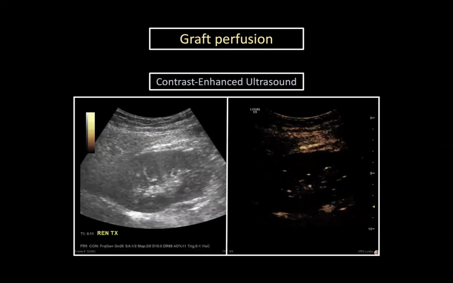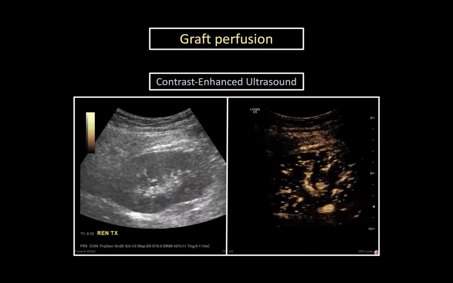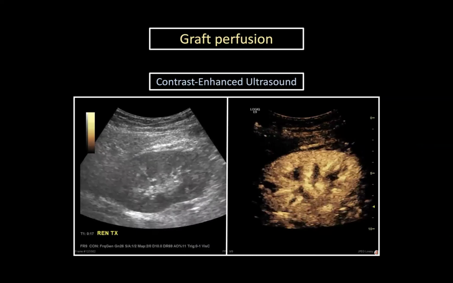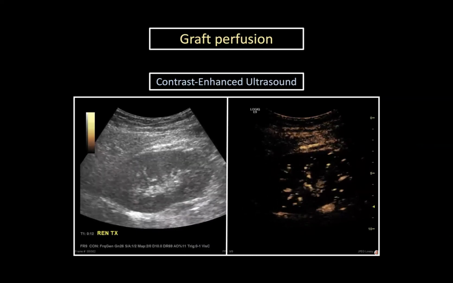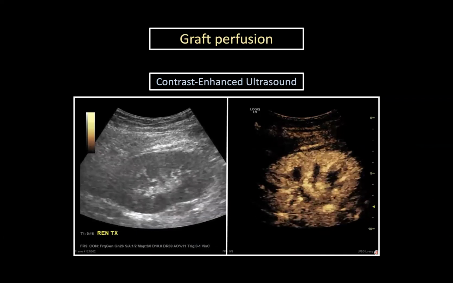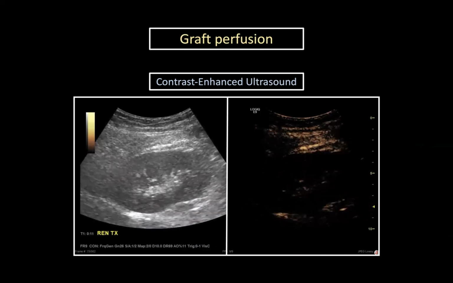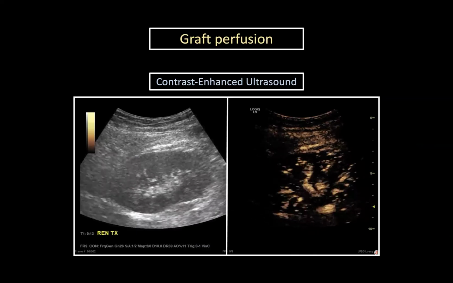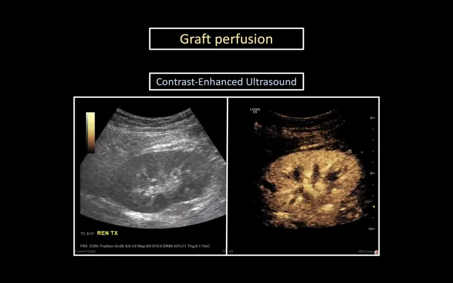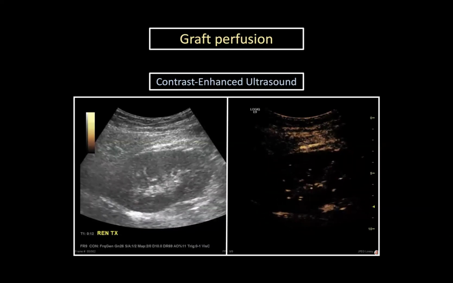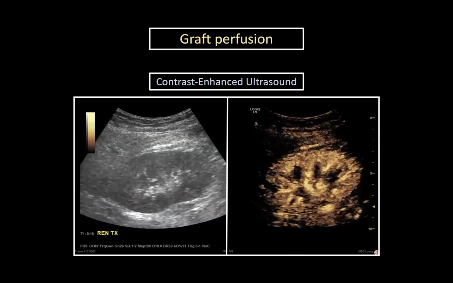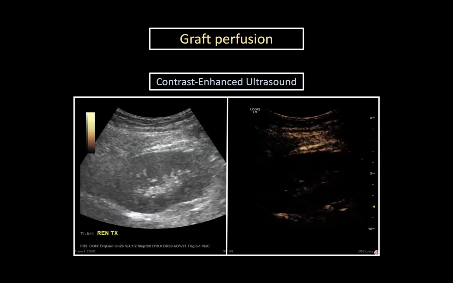The other option that we have for looking for graft perfusion is contrast enhanced ultrasound. And I find this particularly useful in those cases where there's decreased perfusion and you don't entirely know whether it's acute tubular injury that's causing that or acute cortical necrosis. Contrast enhanced ultrasound will do a good job of being able to see whether there is flow to the cortex. If there is flow, then it's more likely to be acute tubular injury. And if you don't see flow to the cortex, then that's going to be acute cortical necrosis.